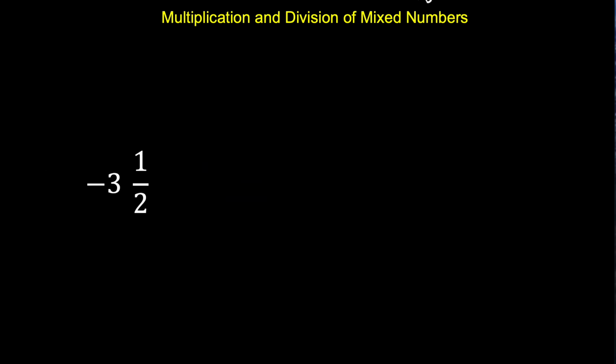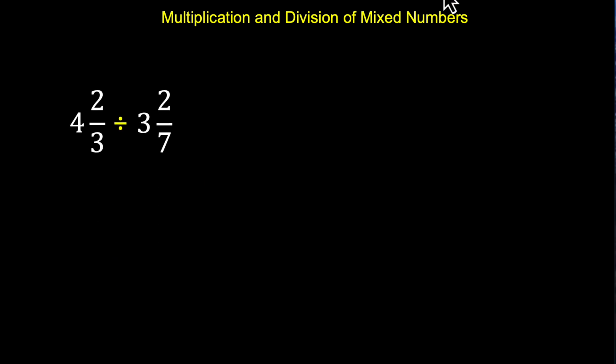Here we have a negative mixed number. Notice that for converting it to an improper fraction, you need to take the whole number with the sign before it and then multiply it by the denominator. So here we have minus 3 as a whole number. And then we need to multiply it by the denominator. So minus 3 times 2 equals minus 6. Then we need to add the numerator. So minus 6 plus 1 equals minus 5. And here we have 2 as a denominator.